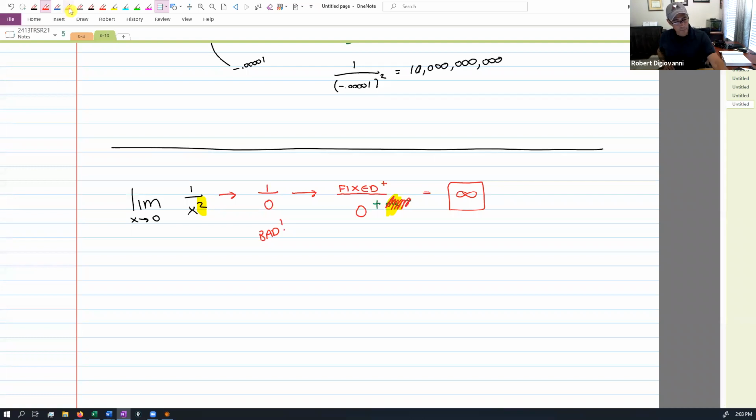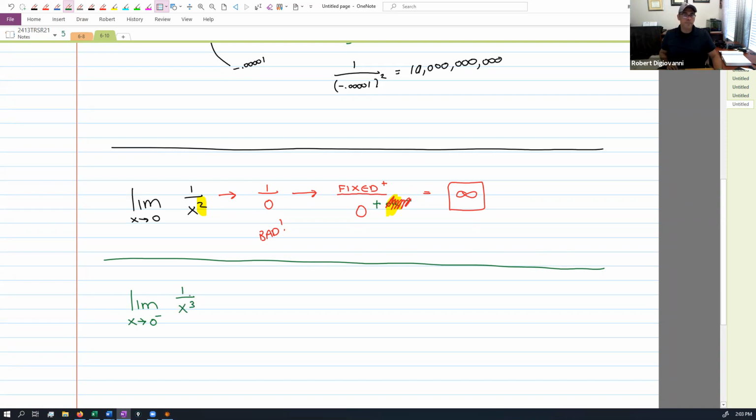Let's try another one. What is the limit as x approaches 0, this time from the left, of 1 over x cubed? All right, so let's think about this. With any limit, we try direct substitution first. So what happens when I try direct substitution? Well, the numerator is just 1, that's not changing. The denominator, well, 0 cubed is still 0, so I have a fixed number, which is positive, over something that's headed to 0. I still don't know if it's positive or negative. That I have to figure out.